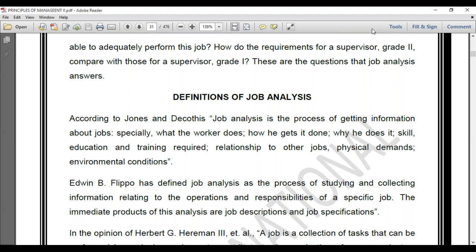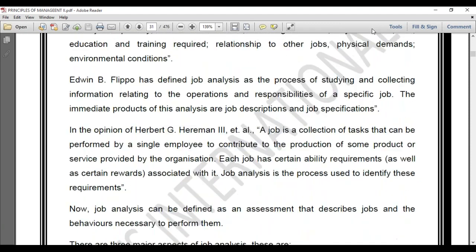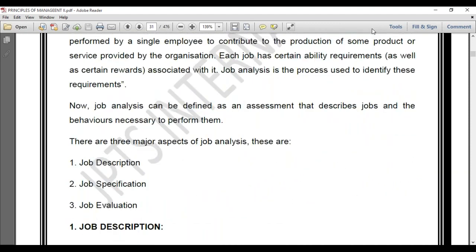After getting this information, you analyze them based on the kind of human resources and material resources available to you as a human resource person. We have 3 major aspects of this job analysis. We have job description. Job description has to do with the way you try to describe these jobs and their functions and what is required of every personnel.